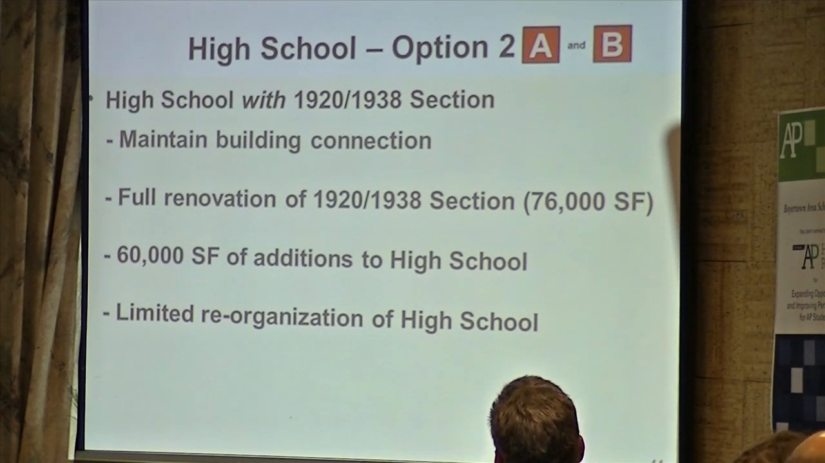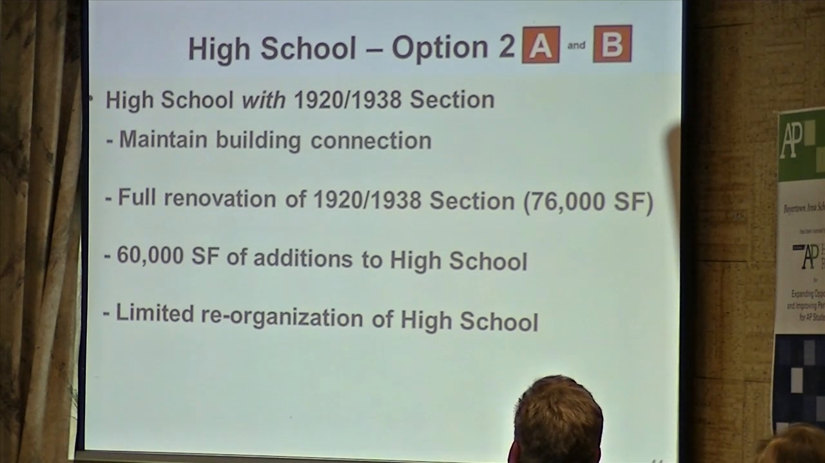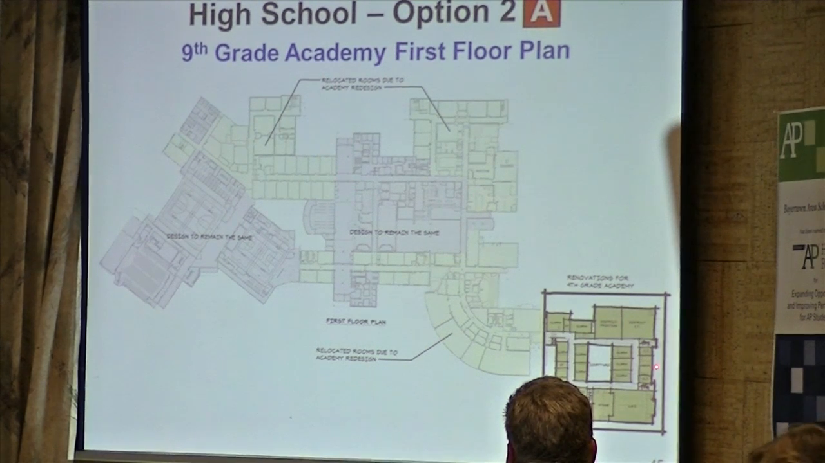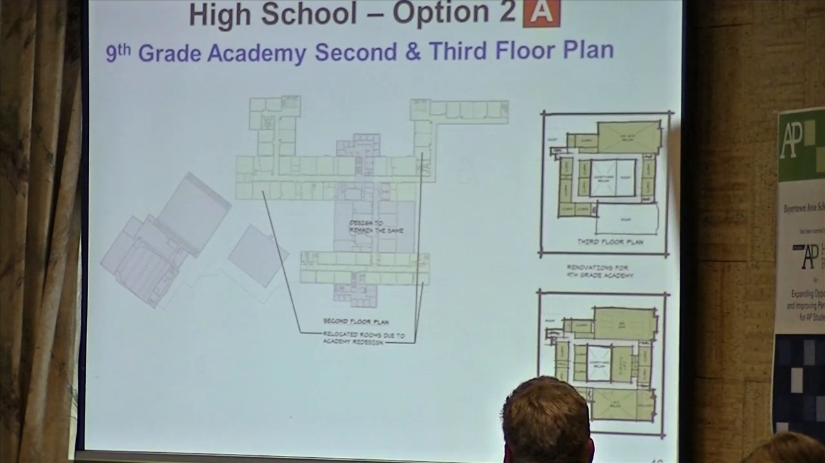And we now perform a limited reorganization of the high school because of this, we're not able to group all the academies in the same grouping that we were driven to as we look at the educational program. So what we're seeing here now is the high school academic areas, and then the 9th grade academy is renovated to fit into this building. And that's the second and third floor of the building. Making it a 9th grade academy. So the 9th grade would be on 3 floors of the existing building.